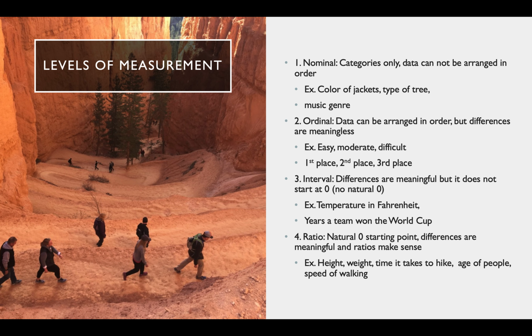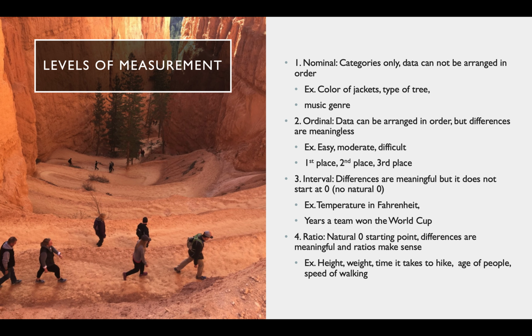The next one, years a team won the World Cup. So say they won in 2010, 2014. The years do not start at 0. Our year system can go before 0. So these would not be starting at 0, but they would have difference between them. So 4 years between them, 8 years between them would be greater than 4 years between them, and so on.